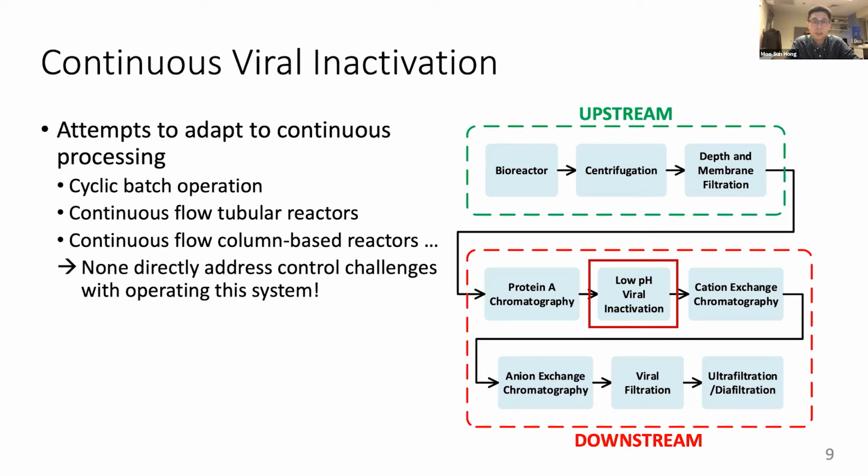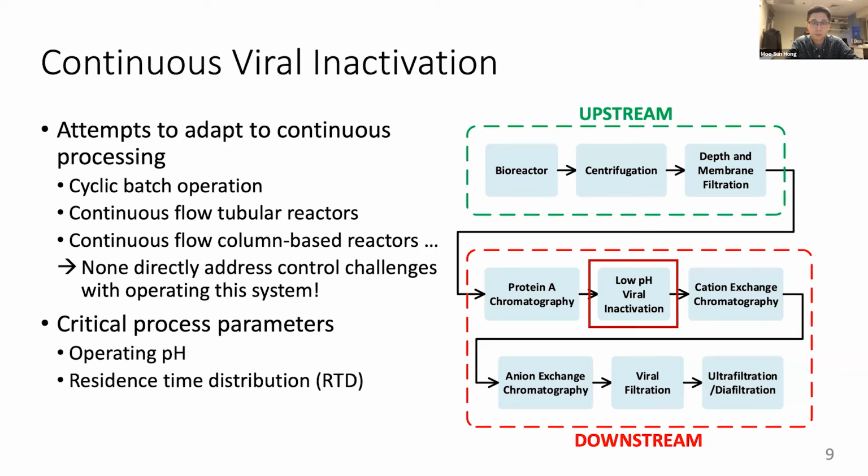However, none of these continuous flow reactors actually directly address the control challenges with operating the system. For the system, critical process parameters are the operating pH and the residence time distribution. These determine the viral clearance and also the impacts to the product quality from over-incubation or excessive pH adjustment.